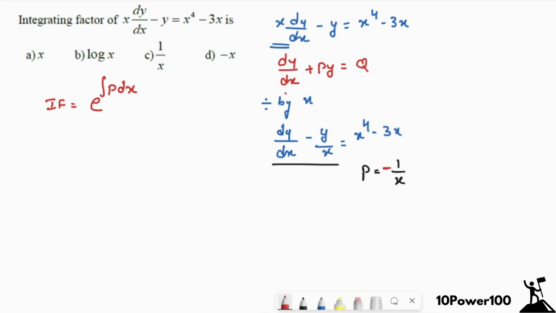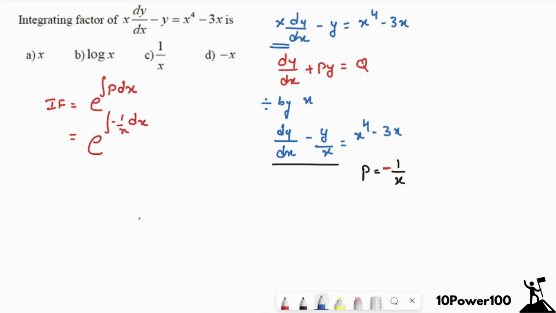Look at the general form of a linear differential equation, that is dy by dx plus py is equal to q. So it is plus py, but here we don't have plus, it is minus 1 by x. That p is the minus 1 by x term. So let's find the integrating factor: e power integration of minus 1 by x into dx.